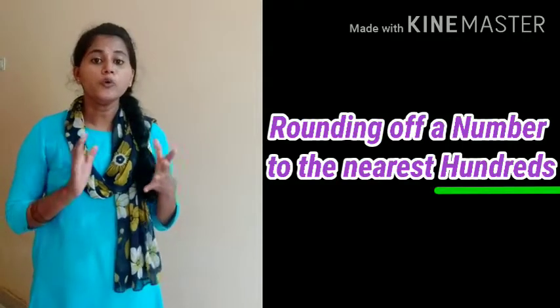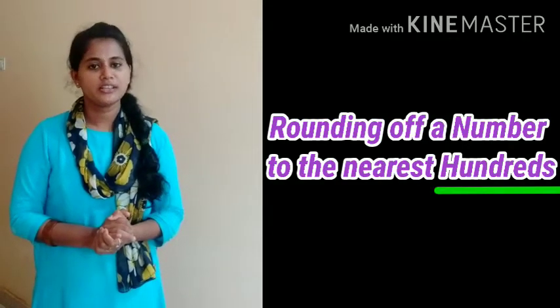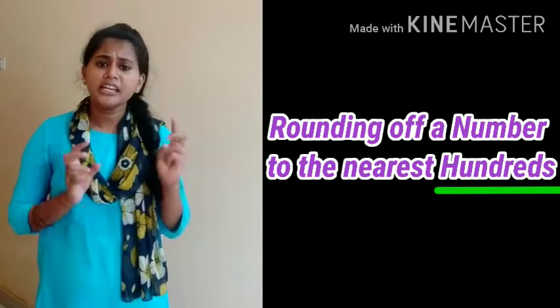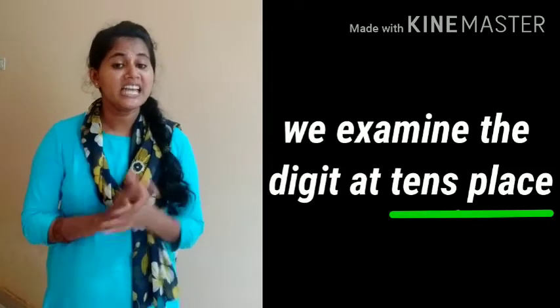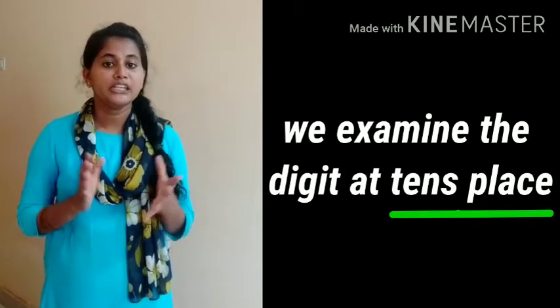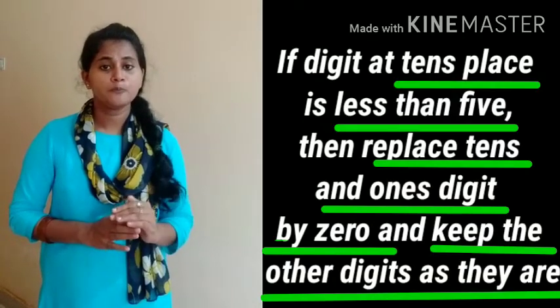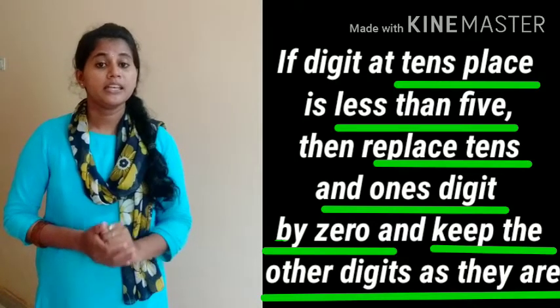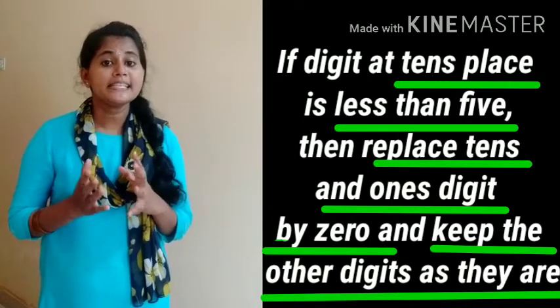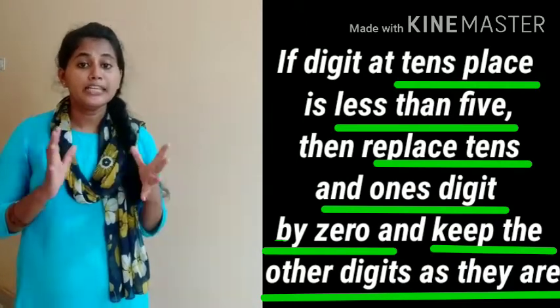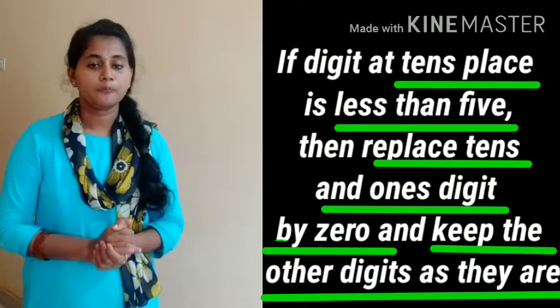Second one is rounding a number to the nearest hundreds. Okay, rounding the number to the nearest hundreds. Here also two rules are there. First rule: we examine the digit at which place? We examine the digit at the tens place. If the digit at the tens place is less than 5, then we replace tens and ones place by 0 and keep the other digits as they are.